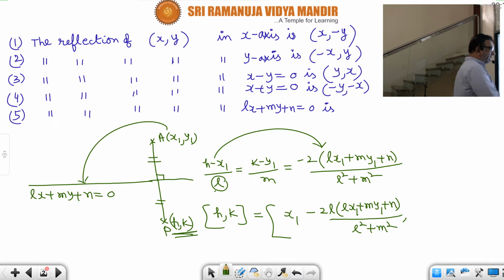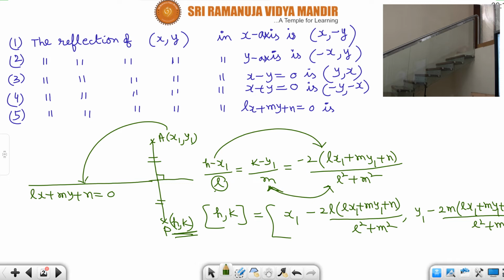What about k? First I have to equate these two. I have to take m to the right side, minus 2m I get in the numerator, then I will take y1. So y1 minus what? Anybody? Correct. 2m into Lx1 plus My1 plus n by L square plus m square. L square plus m square, denominator only for the second part, not for y1. y1 is free, no denominator. Similarly here x1 also free.